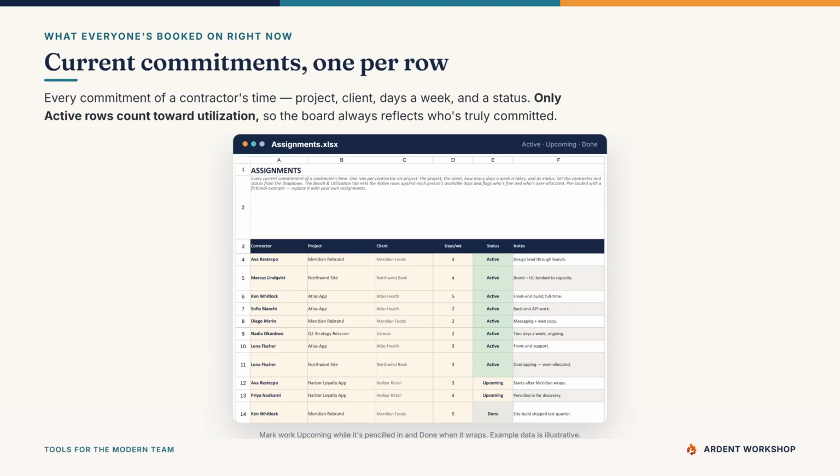Log each current commitment on the Assignments tab. The Bench and Utilization Board then nets the active work against each contractor's available days and flags who is free, who is fully booked, and who is over-allocated. The scheduling problem worth fixing before it becomes a delivery problem.